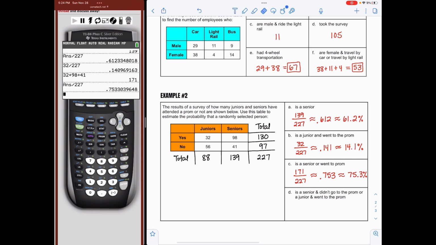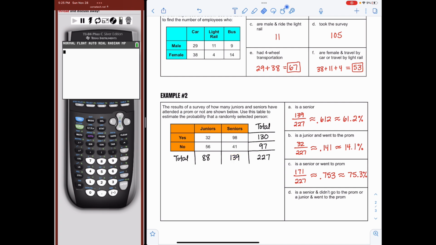And another way that you could have gotten 171 is you could have added up the number of seniors total, which was 139. And then you could have added up the total amount of people who went to the prom, which was 130. But you would have to realize that the 139 and the 130, you would be counting 98 twice. So we would have to subtract those 98 seniors because they're represented twice. And you would have seen it would be 171. Okay, so if you wanted to do it like that, you could have too.